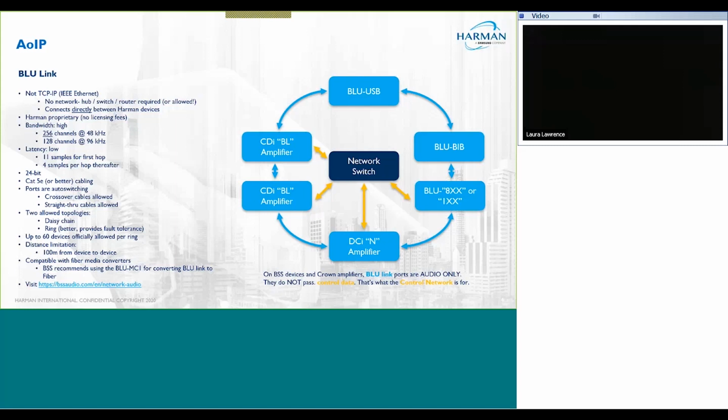On every BLU Link device, every Harman device, there's a BLU Link in and a BLU Link out. And you just take the out of the first device and wire that to the in of the second. And then it's the same thing for your entire daisy chain. Out to in, out to in, out to in, all the way around, whether that's a ring or daisy chain. And then if you're doing a ring, you take the last out. In this case, it's the CDI BL amplifier. So the BLU Link out from that amplifier goes into the BLU Link in of the BLU USB.